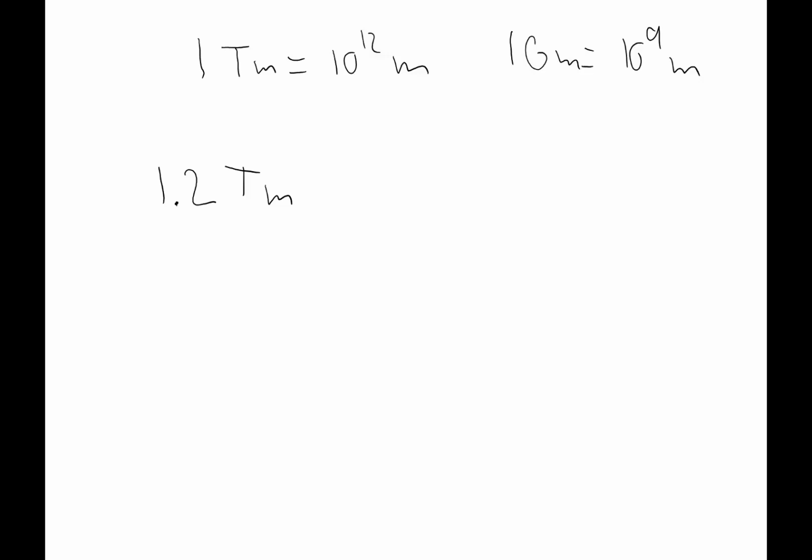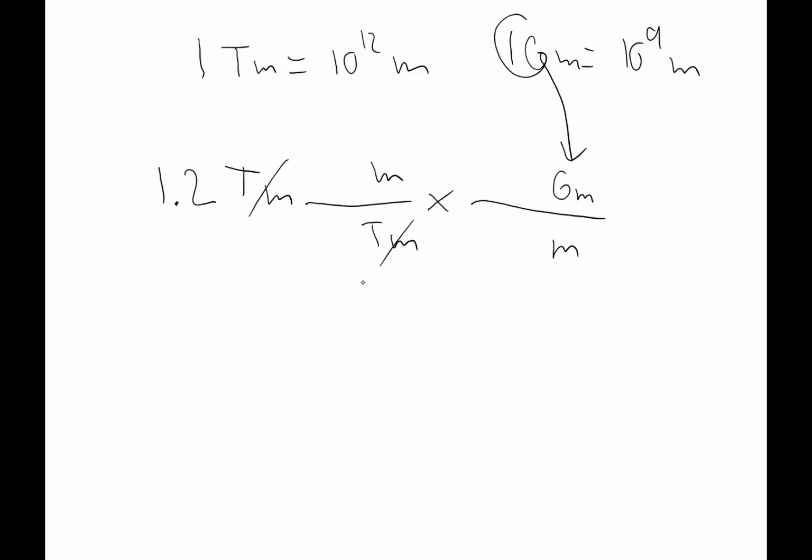In fact, I encourage you to practice that because it's valuable to cancel 1 unit at a time. So the game plan is to divide by terameters, multiply by meters, and then in the second conversion you divide by meters and multiply by gigameters, because this is what we want in the end. A terameter divided by a terameter is 1, and a meter divided by a meter is 1. Then all we have to do is put the prefixes in. So the terameter gets 1, the meter gets 10 to the 12, the gigameter gets a 1, and the meter gets a 10 to the 9.